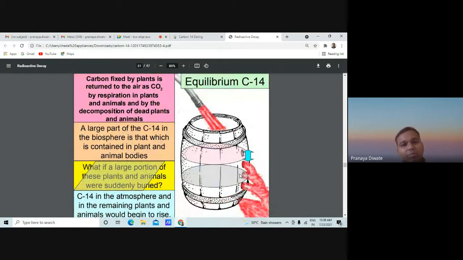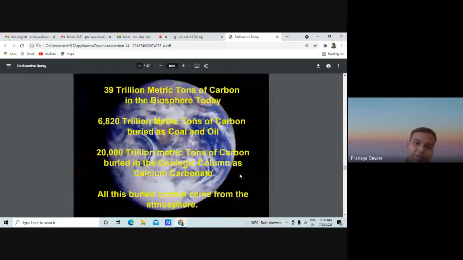So the carbon fixed by the plant returns to the air as CO2 by respiration in plants and animals, and by the decomposition of dead plants and animals. A large part of the C14 in the atmosphere is the one contained in plant and animal bodies. So this is a part of the equilibrium system.